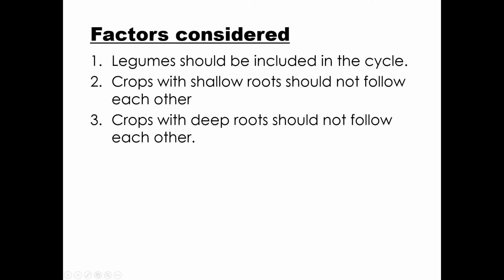Like this season you plant cereals like maize. The next season you plant millet. The next season, which other cereal? You put rice. All of them are of the same type. Those are cereals. You will make the soil lose its fertility because you are using only cereals. Therefore, you should include legumes.